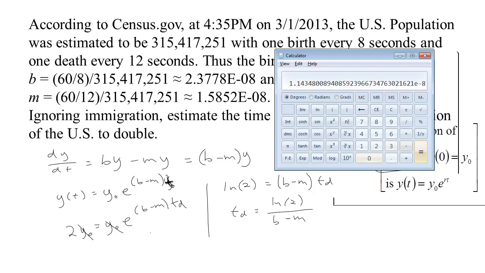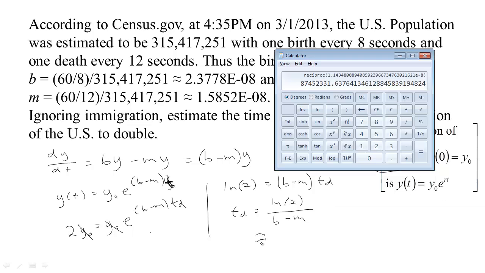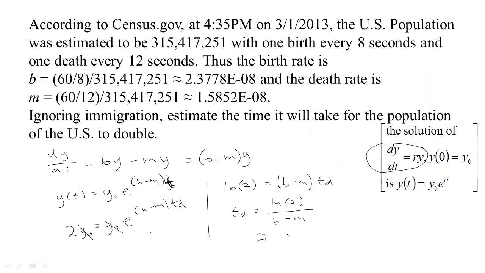Okay. Now what I calculated was b minus m divided by the natural log of 2. What I wanted was the reciprocal of that. So I'm just going to use the reciprocal key on my calculator. I get a pretty big number. That number is 87,452,332.